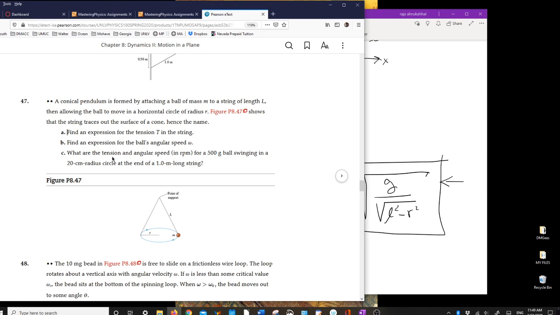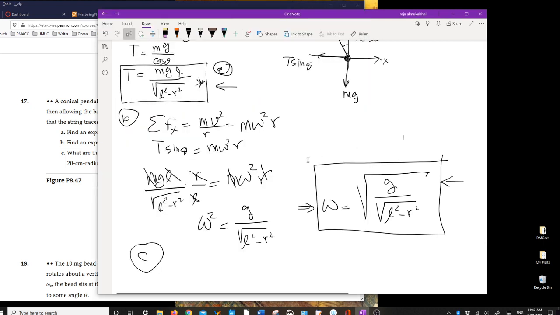He said, what are the tension and angular speed of a 500 kilogram ball, so that gives you the mass, swinging in the 20 centimeter radius at the end of a 1 meter long string. So he gives you L, R, and M. Between those three, you can get the tension without any problem. You have everything. And then with that, you can also get the omega, the angular velocity. Got it? And that's it. We'll stop here as far as this problem is concerned.